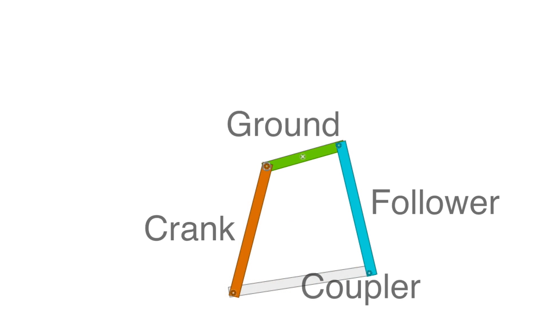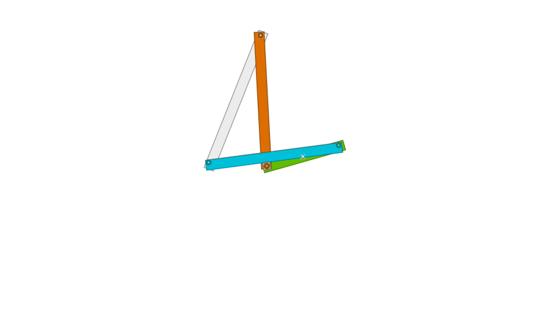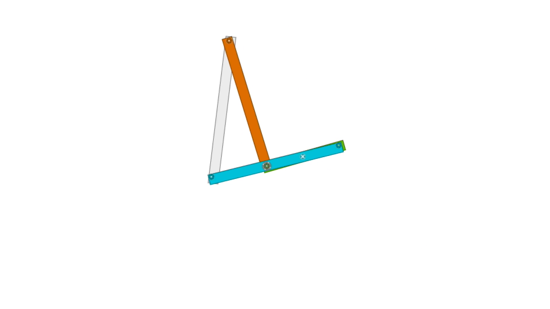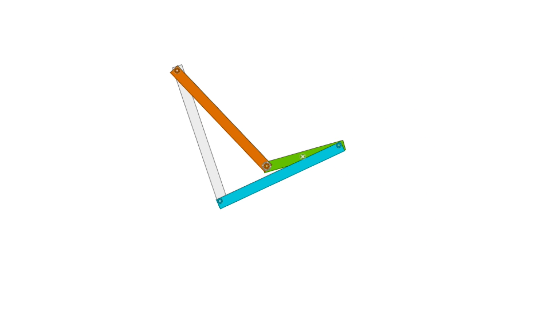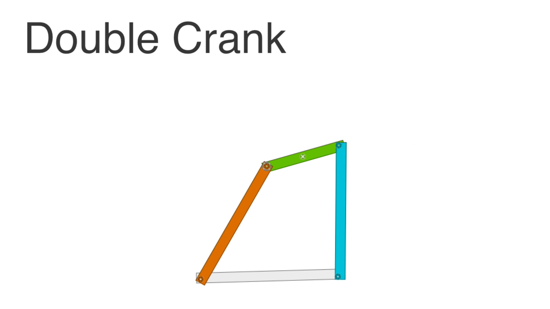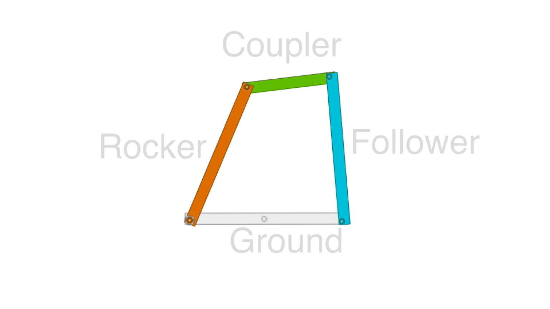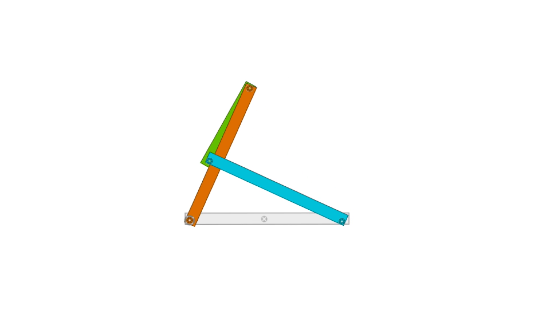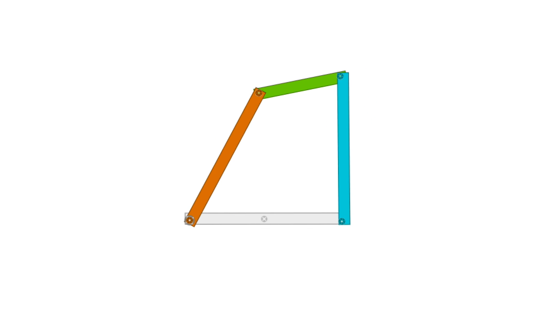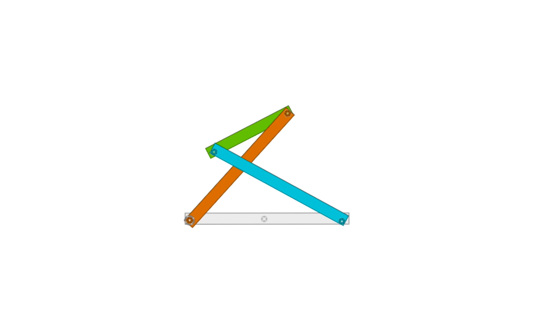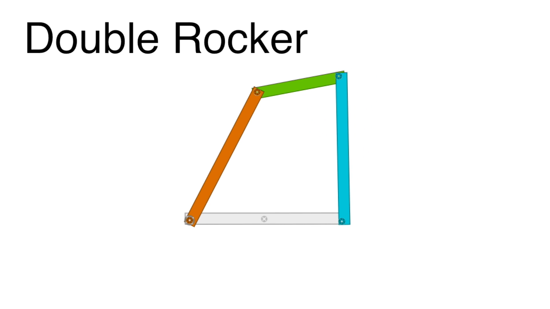On the other hand, if we ground the shortest link, then we would get a double crank. So relative to the ground, the 2 adjacent links can rotate 360 degrees relative to that shortest link, which is grounded. And then lastly, if we ground the link that's opposite the shortest link, we get a double rocker inversion. In that case, the shortest link will still rotate 360 degrees relative to the ground, but the 2 links adjacent to the shortest link will just be rockers.